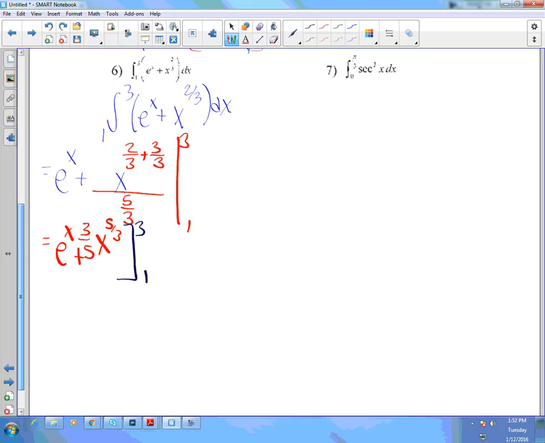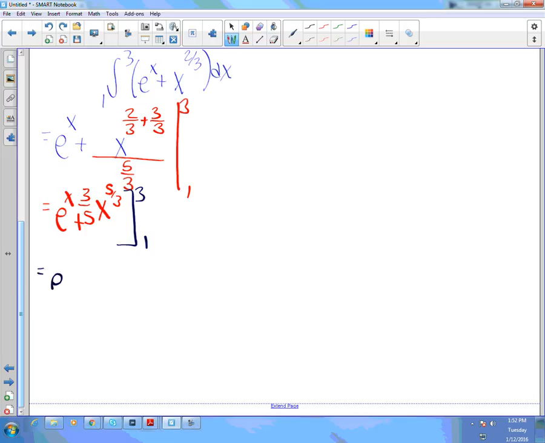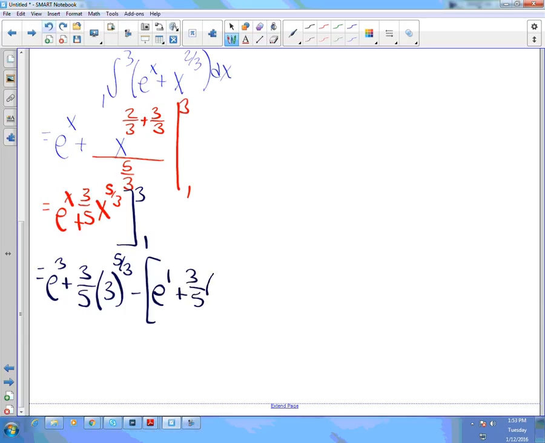From 1 to 3. Which one do we plug in first? 3, just like you did in the book. Your higher bound, subtract your lower bound. E to the third power plus 3/5 x. Oops, not x, I'm going to put 3. E to the third power plus 3/5 times 3 to the 5/3 minus, I have to go to the next group. E to the first power plus 3/5 times 1 to the 5/3.